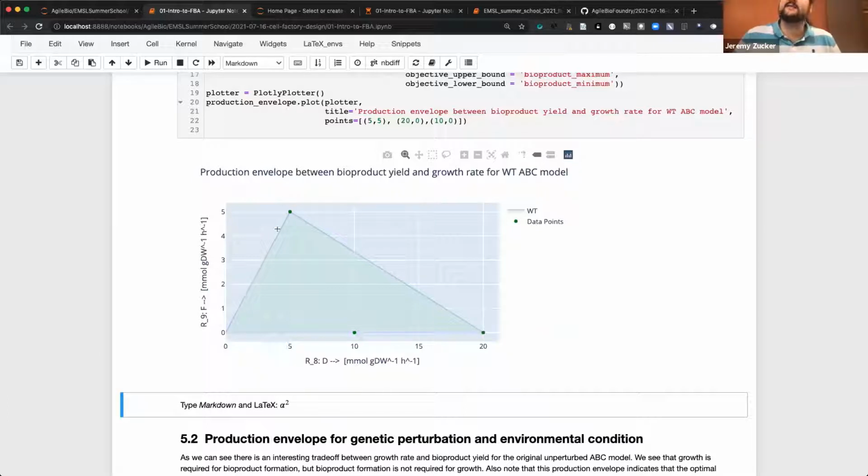So you can think of this as an envelope that describes how much bioproduct you can generate in a theoretical sense, like an optimal sense, given any particular growth rate. If your organism is not growing, then there's no bioproduct. If it's growing as fast as possible, then there's no possibility for producing a bioproduct. But anything less than that, there is at least some possibility for producing bioproduct.